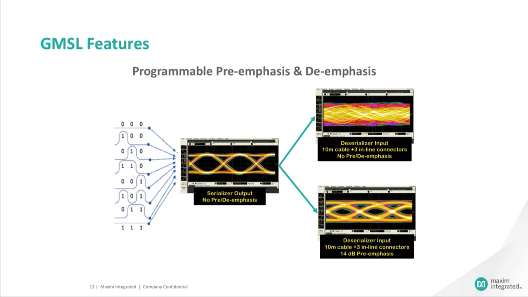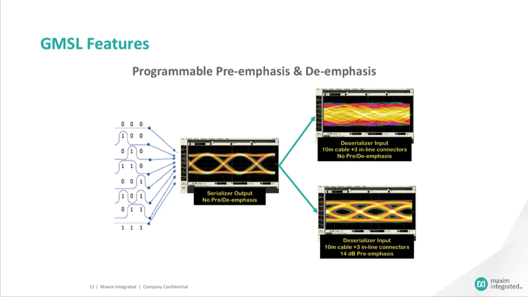De-emphasis is similar to preemphasis, but consumes less power. The GMSL SerDes chipsets have programmable preemphasis and de-emphasis levels, and are specified for links up to 15 meters STP at full speed.